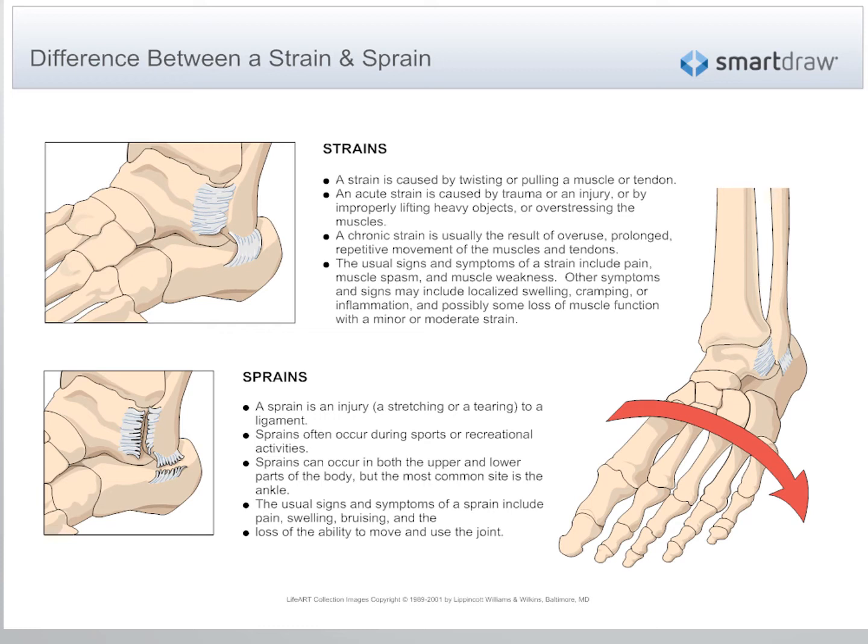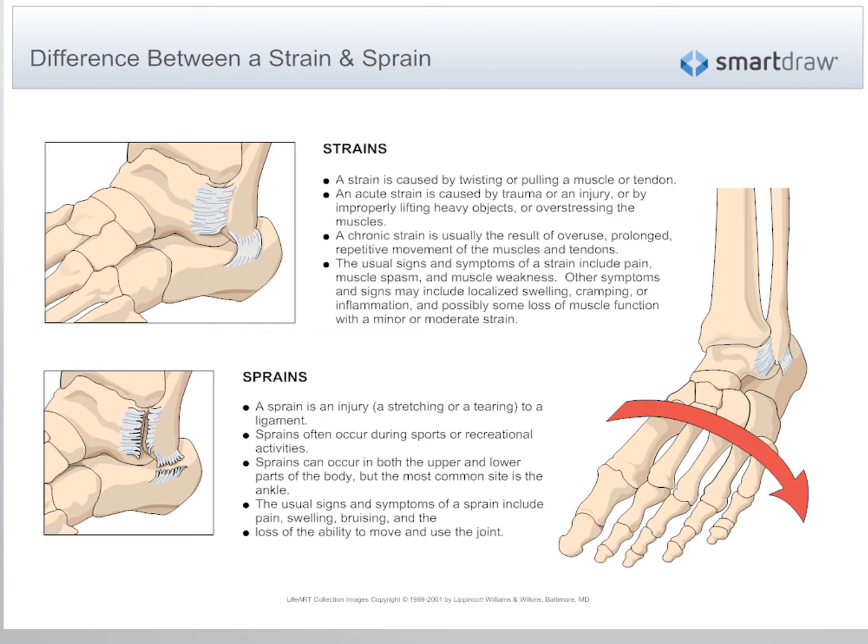Down below with the sprain, I think more of a twist. You can see the tear down in the left-hand corner of your screen, and you can see the twist to the right with the red arrow there. It's going to be a tear, and it's usually sports, recreational activities. Again, it can happen just from a simple fall, too. And it can be sprains in upper body and lower body parts. But again, most common is an ankle.